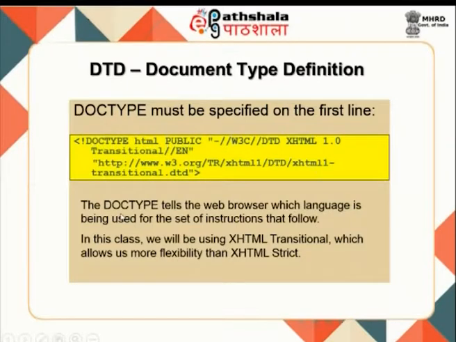So, the doctype tells the browser which language is used for the set of instructions that we are going to follow. And we normally use XHTML transitional because it is more flexible than the strict type. The rules are flexible in XHTML transitional. We define a document type definition of an XHTML transitional doctype.